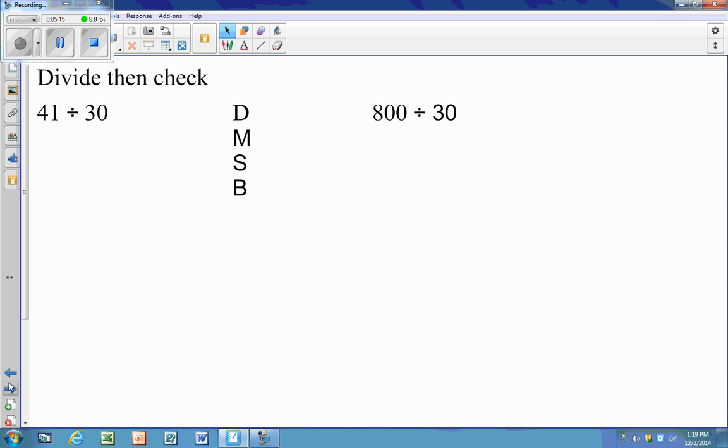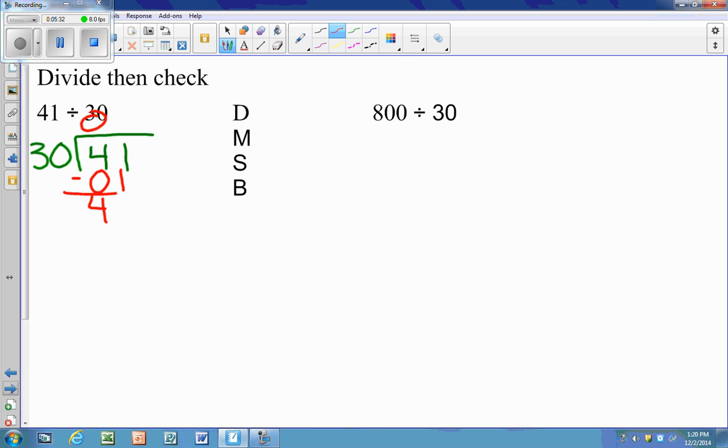Next, it says divide, then check. So in this case, I do have to do a check. So we're going to start. We have 41 divided by 30. And we are going to ask ourselves, how many times can 30 go into 4? Well, it can't go in. So I bring down the next number and I say, how many times can 30 go into 41? Well, I can do exactly what I said before, and I can do my 30 times 1, which is 30. 30 times 2, which is 60. Well, that's too big. I want 41. So 30 times 1 seems to be the answer.